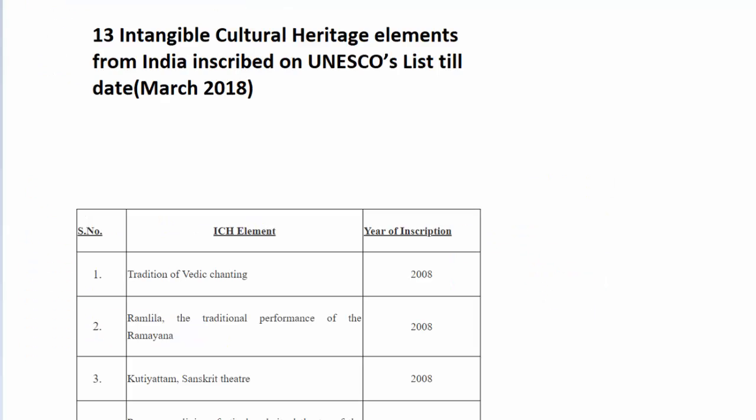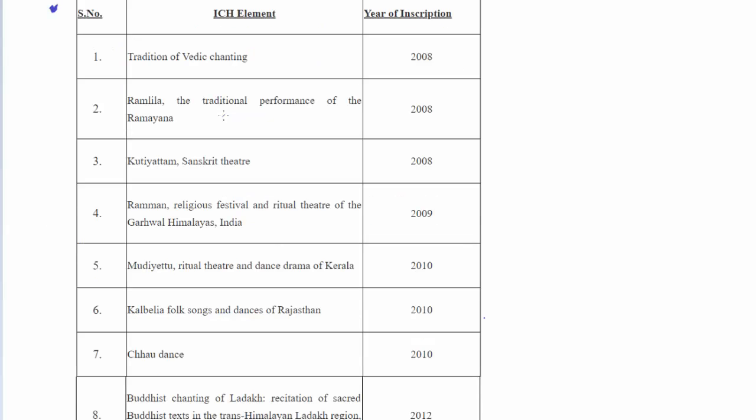In India, there are 13 intangible cultural heritage elements which are inscribed in UNESCO's list, and this information is based on the reply given in the Lok Sabha in March 2018. These 13 elements are: first is the tradition of Vedic chanting, included in 2008. There is no need to remember the date. The questions in the exam will basically ask which of the following are included in the intangible list, so you need not remember the year. We need to remember the elements.